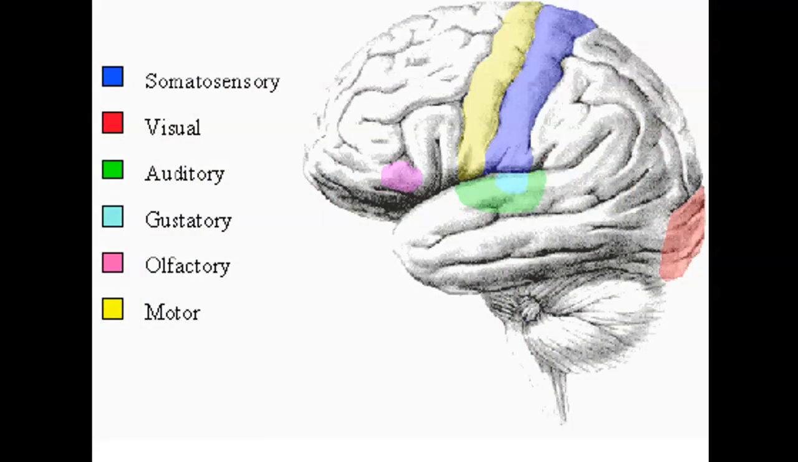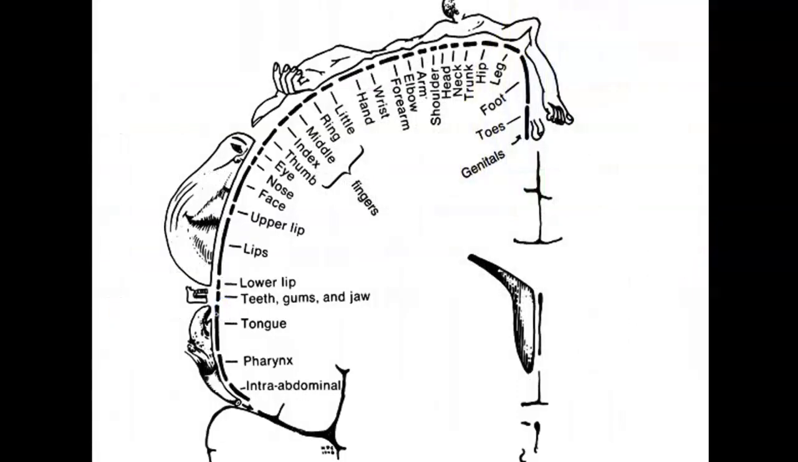So looking at the brain, you see somatosensory, visual, auditory, gustatory, olfactory, and motor areas. And so this is going to be determined by what portions of the brain actually pick up on feeling. And so all of your different nerves through your integumentary system.